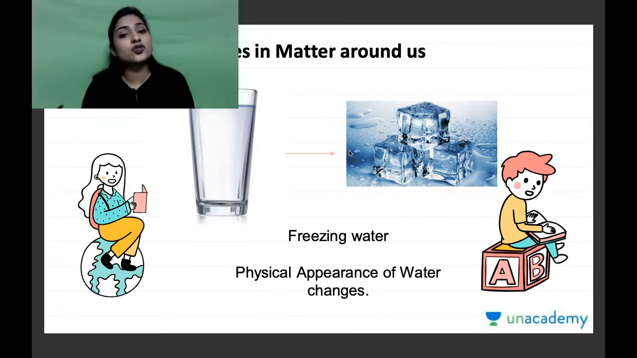Now if you want to get back the water from the ice, you can also do that. You can simply melt the ice.